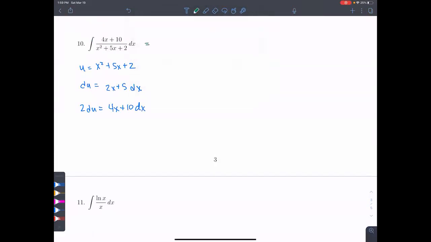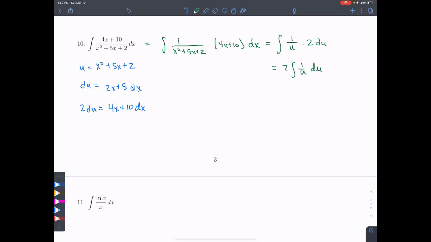So this is equal to 1, we can write this like this, 1 over x squared plus 5x plus 2 times 4x plus 10 dx. And then this is actually equal to the integral of 1 over u times 2 du. So that is 2 times the integral of 1 over u du, which is 2 times the ln of absolute u plus c, which is 2 times the ln of absolute, that quadratic x squared plus 5x plus 2 plus c.